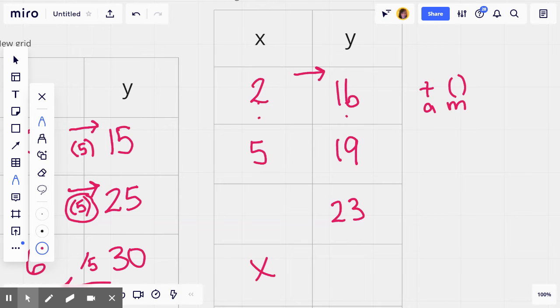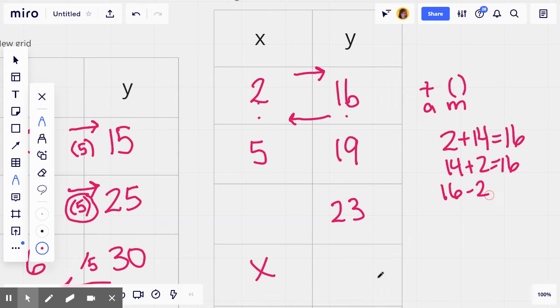What would I need to add to that 2 to turn it into a 16? Remember, one way to find out is, if I know I want to add going from left to right, then what would I do from right to left? I would do the opposite, and I would subtract. So 16 minus 2 is 14. So that's a fact family, right? 2 plus 14 is 16. 14 plus 2 is 16. 16 minus 2 is 14. And 16 minus 14 is 2.